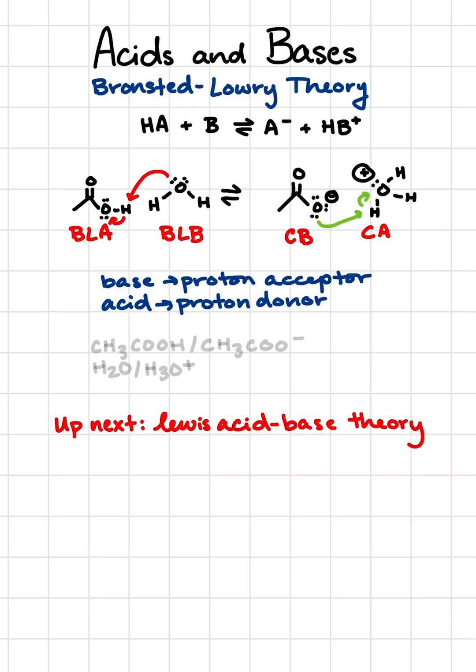Looking at this equation on the whole, we have two conjugate acid-base pairs, the first being our acetic acid and our acetate ion, and the second being our water and our hydronium ion.